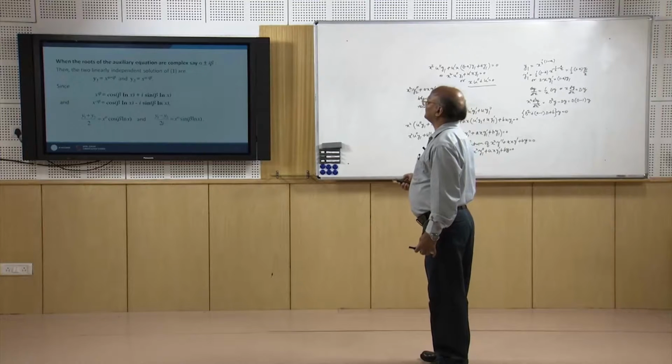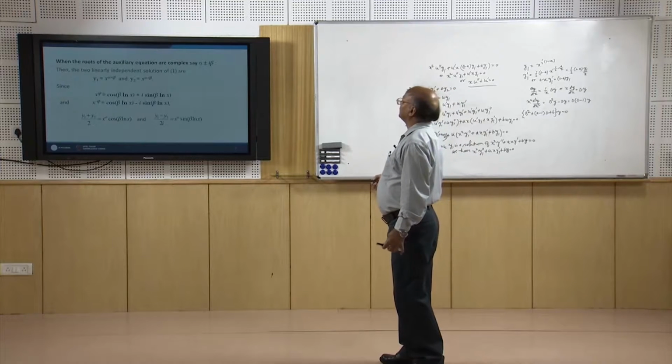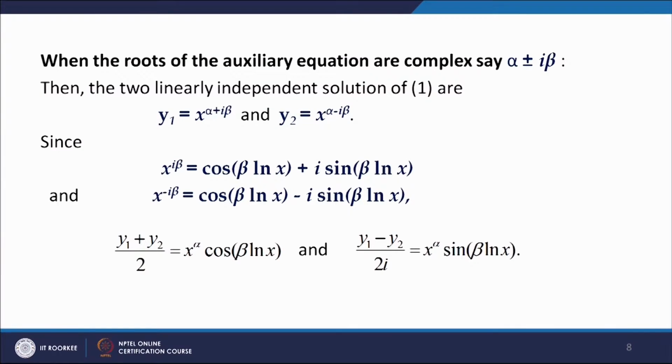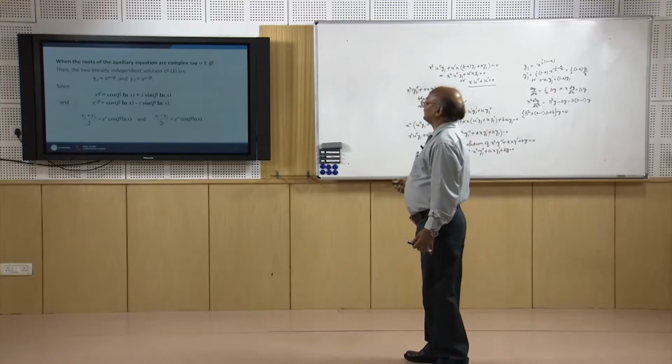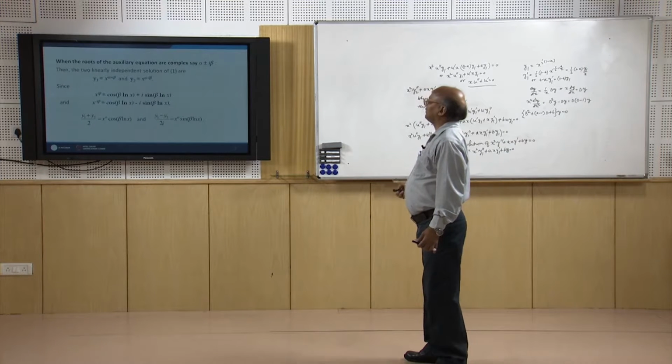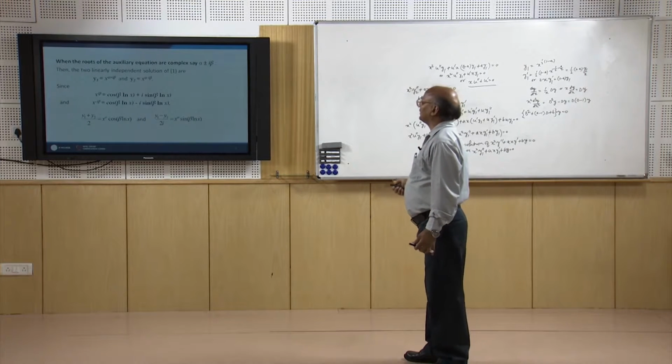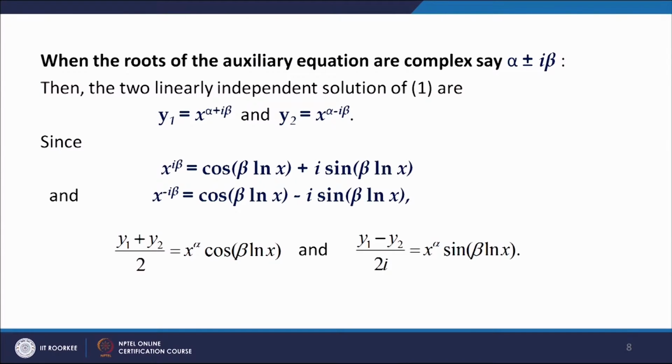Now, let us go to the case where the roots of the auxiliary equation are complex, say alpha plus minus I beta. Now, as such, alpha plus I beta and alpha minus I beta are both distinct roots. So, we can write the two linearly independent solutions of equation 1 as by 1 equal to x to the power alpha plus I beta and by 2 equal to x to the power alpha minus I beta. But we are always looking for real solutions. So, what we will do is we will try to find two linearly independent real solutions of the Cauchy-Euler equation.